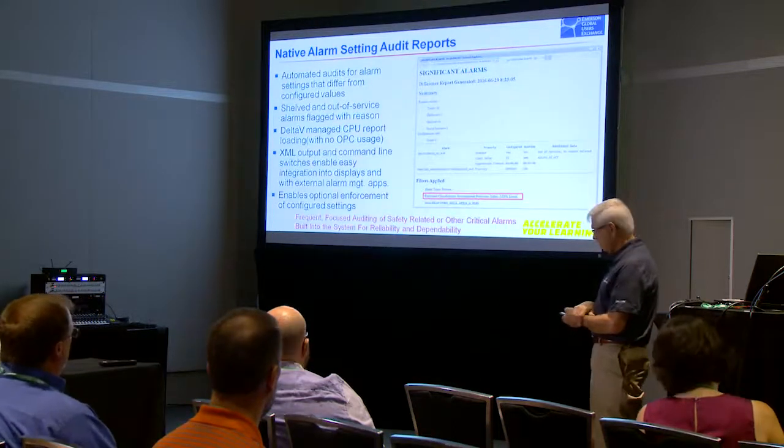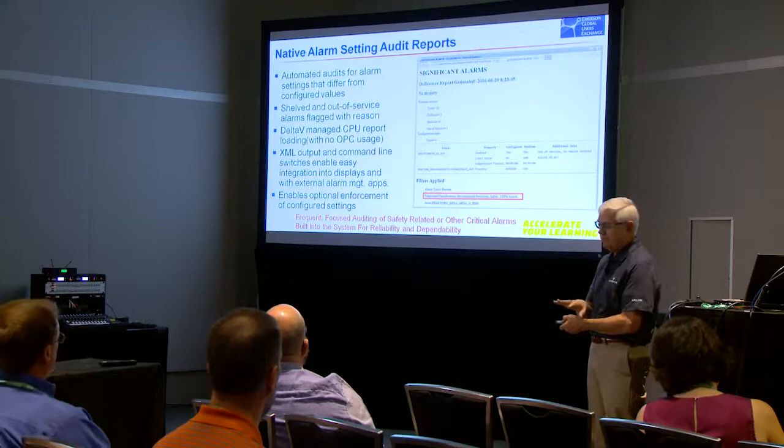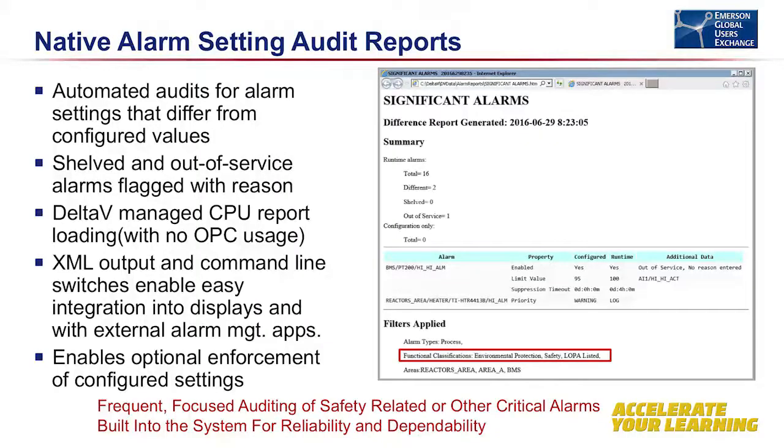So this is taking a look at that comparison between the engineering database and the runtime. For this particular example, in Delta V, a report was created for something called significant alarms. In this example, significant alarms were alarms that had functional classifications of local listed, safety, environmental protection. Using this report, a difference can be generated that says this particular alarm here is enabled in the configuration. And in the runtime, yes, it's enabled there, but it's actually out of service. And this would potentially be an unauthorized action because no reason was specified.